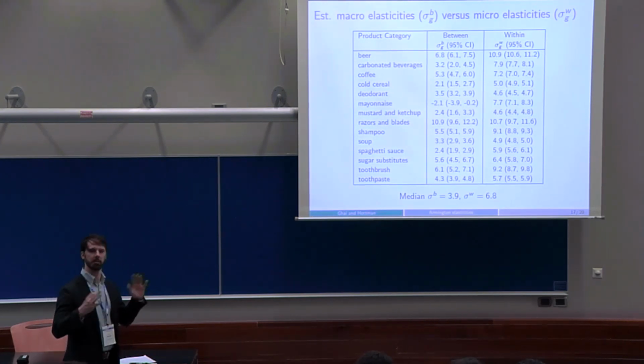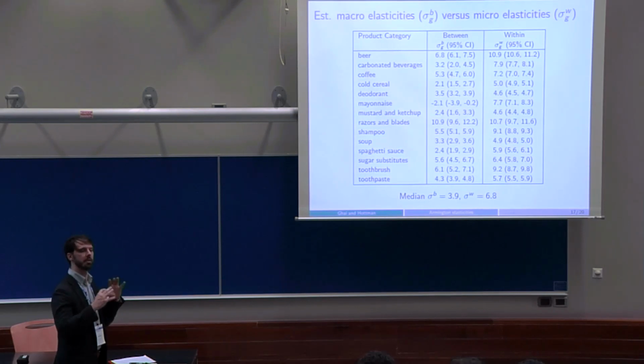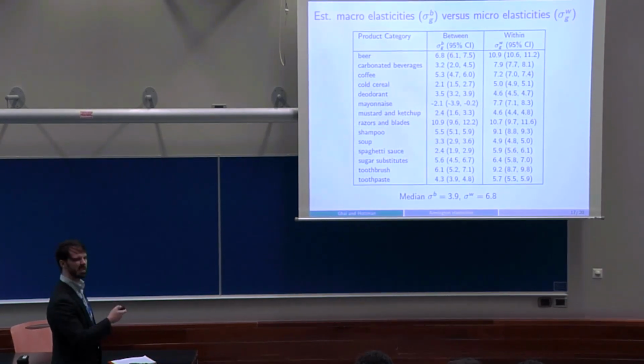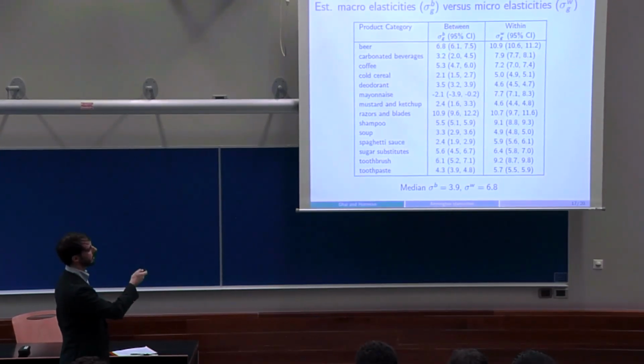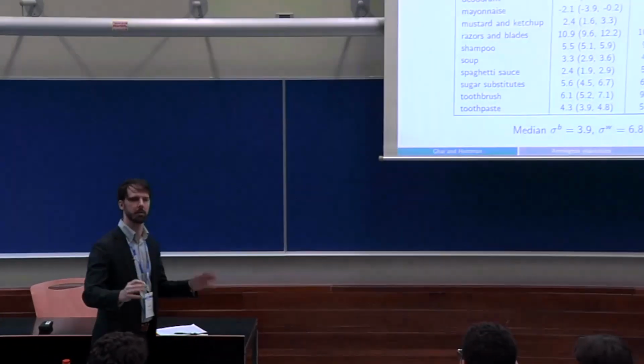And with the exception of like 2 categories, these 95% confidence intervals do not overlap. And so I can reject statistically that these are the same parameter, and generically, to just give some example like beer, I'm getting a value between something like 6 and 7.5 for the between, and the within is much higher, roughly between 10 and 11. So those are quite different distributions.